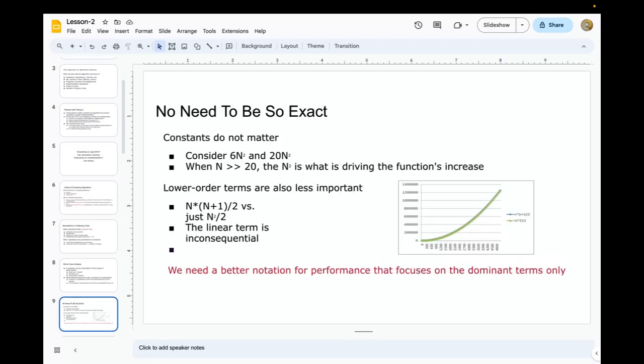When we calculate an algorithm, we have to keep in mind that we have to only take into account the most dominant terms. So for instance, for 6n square and 20n square, the big O will always be n square and not the other constants that are accompanying it.